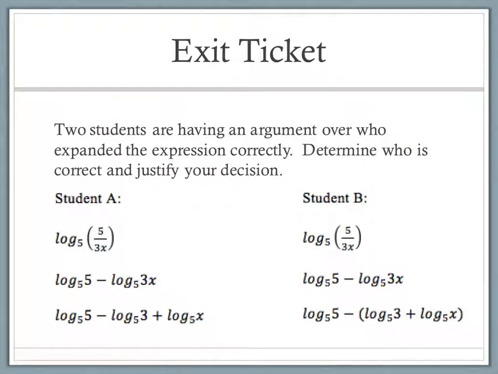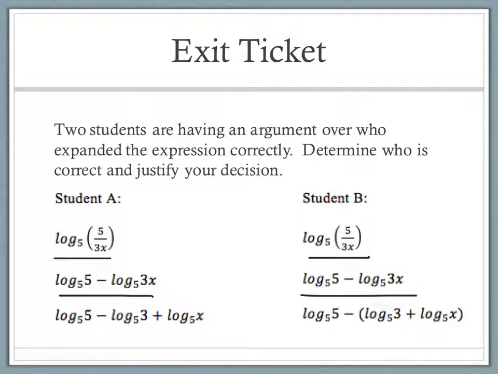All right, here's your exit ticket. It's on the back of your note sheet. Two students are having an argument over who expanded their expression correctly. Determine who is correct and justify your decision. So they both started with the same thing. They broke this up into two parts, so they start here.